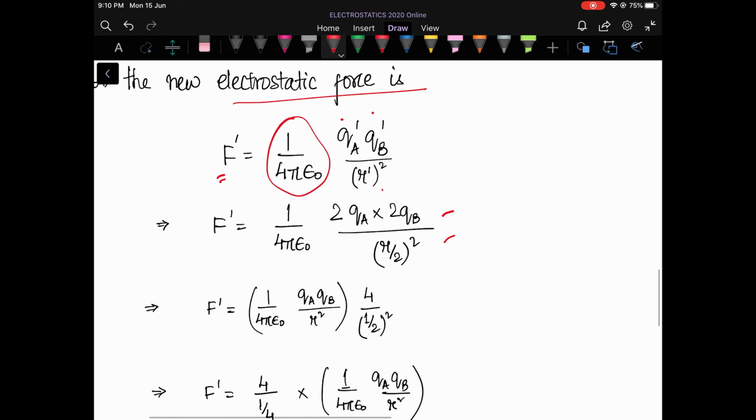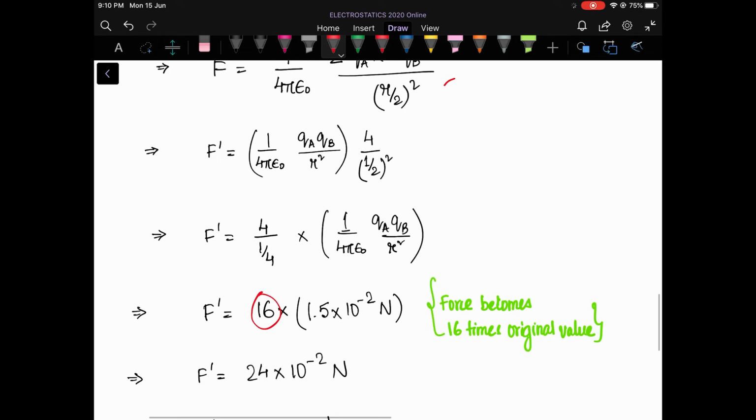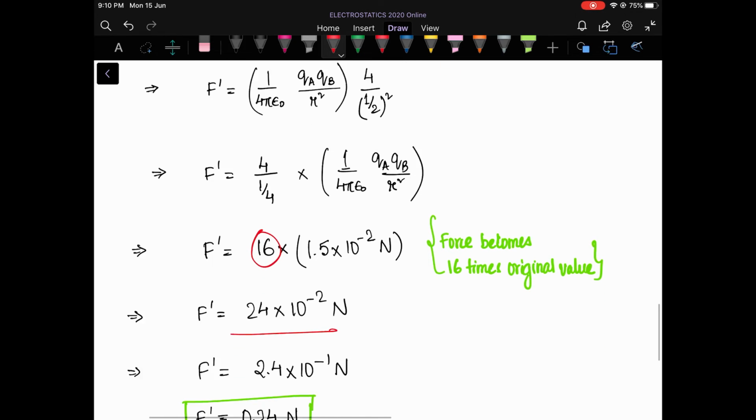So you see we have written the corresponding values for them, and notice we got a 16 over here. Hence we have this value.